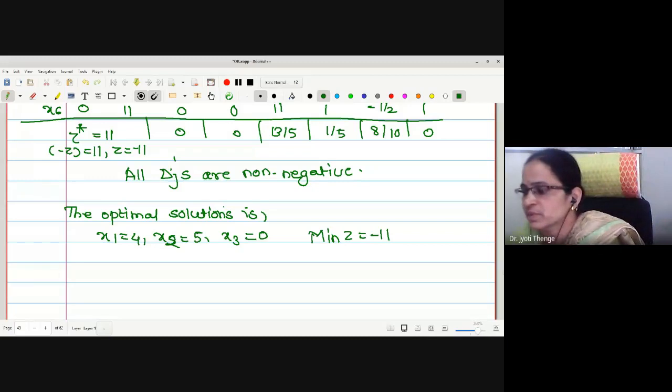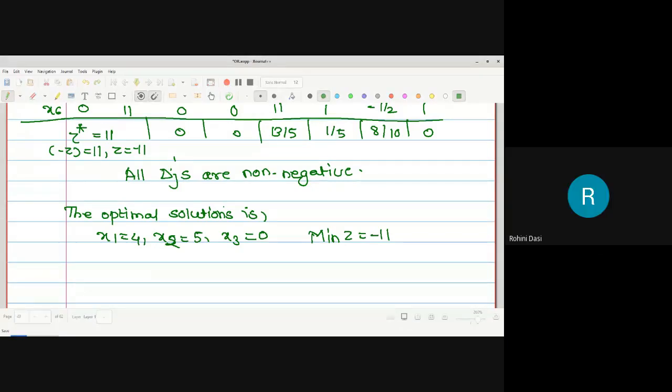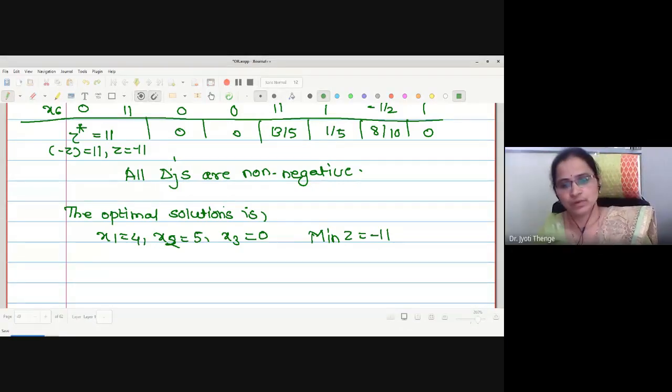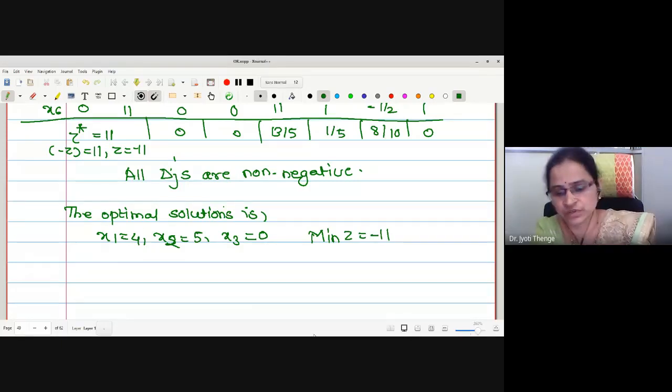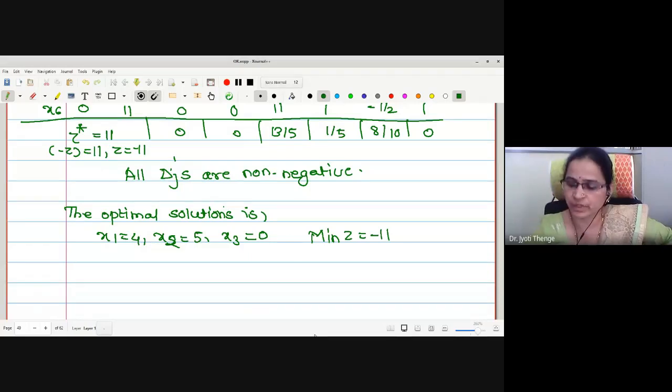Any doubt about the methodology of solving the problem? Okay. If not, in the next lecture we will go for the next method in which one more concept is introduced, called the artificial variable. Using the artificial variable, there are two methods: the Big M method and the two-phase method. We will try to understand the Big M method in the next lecture. If you have any doubts, you can ask me.